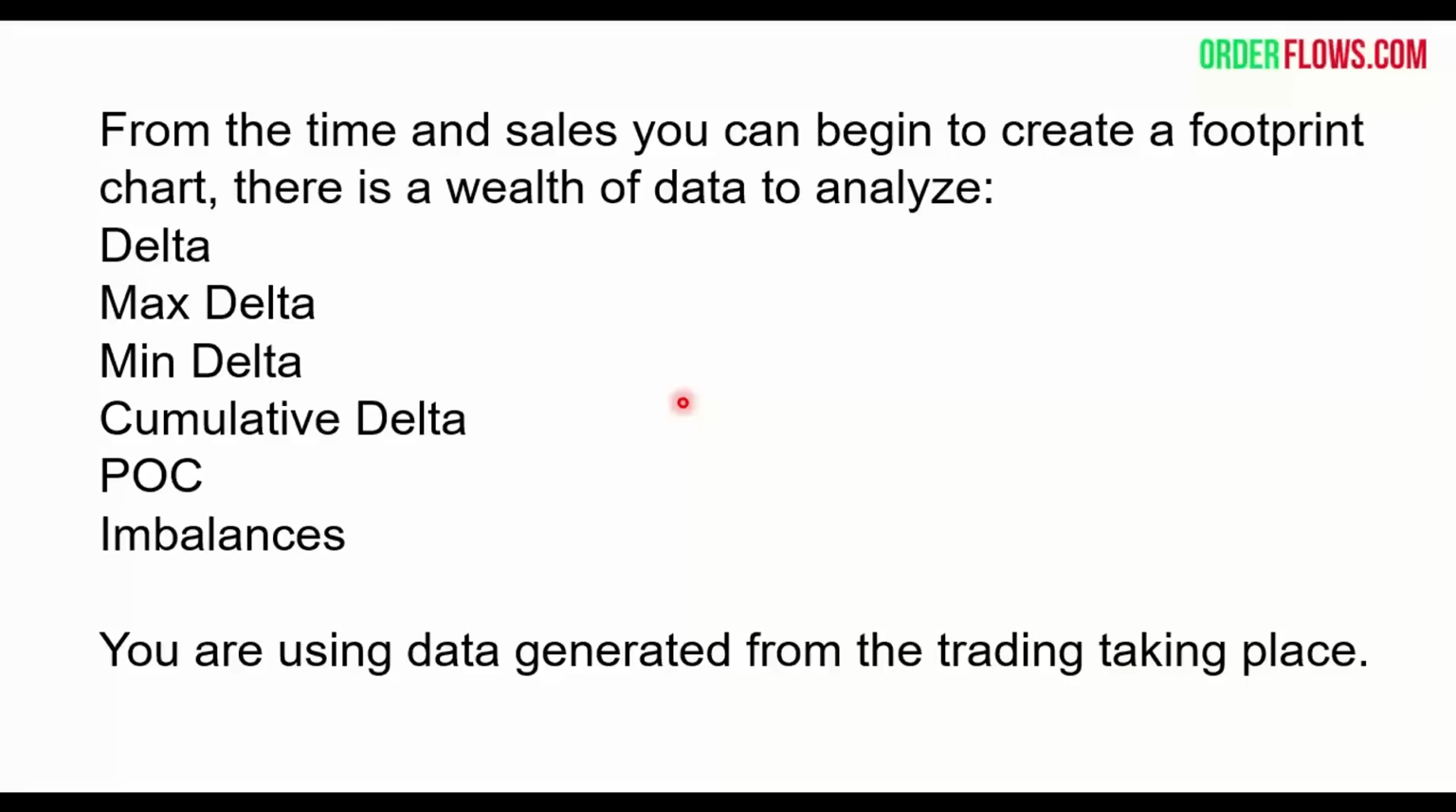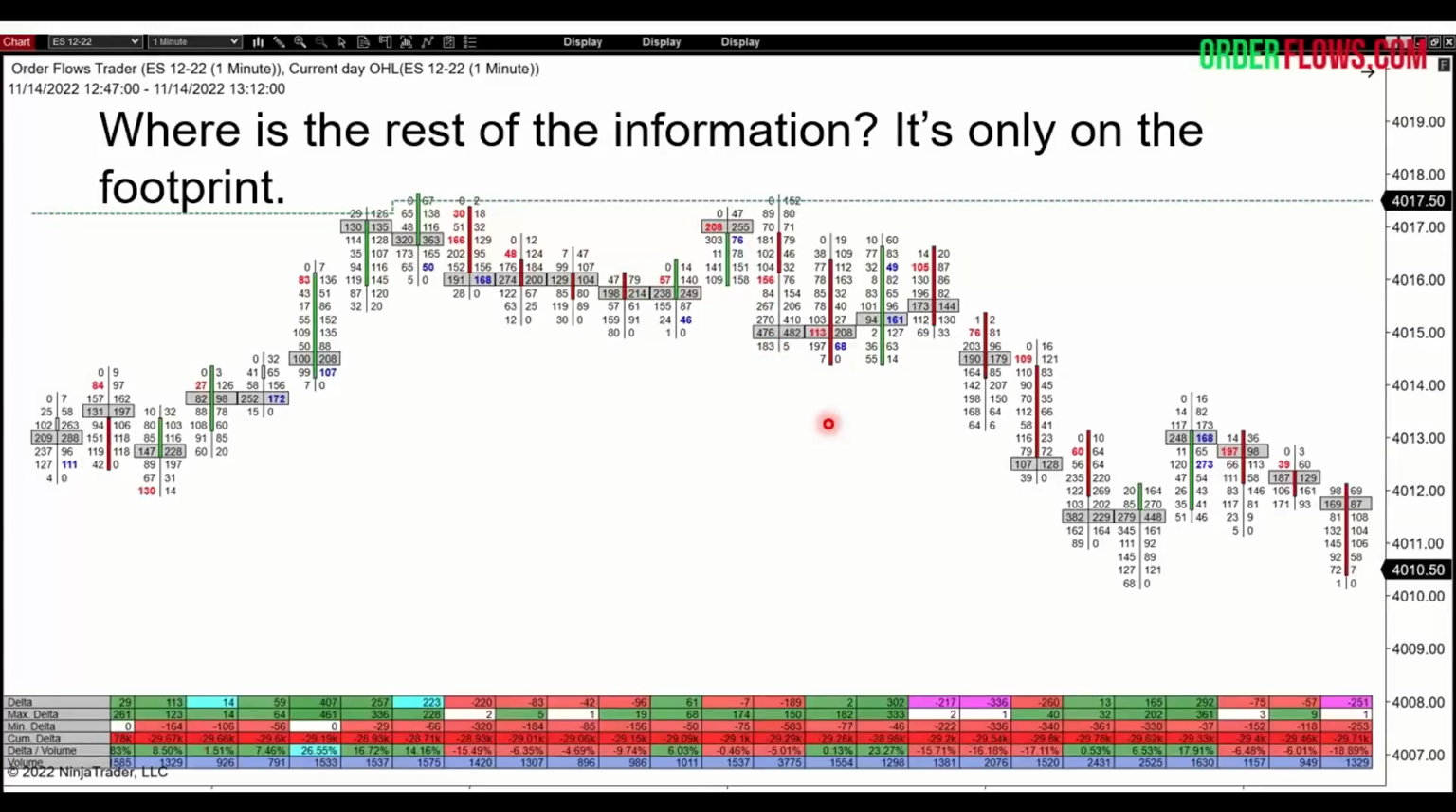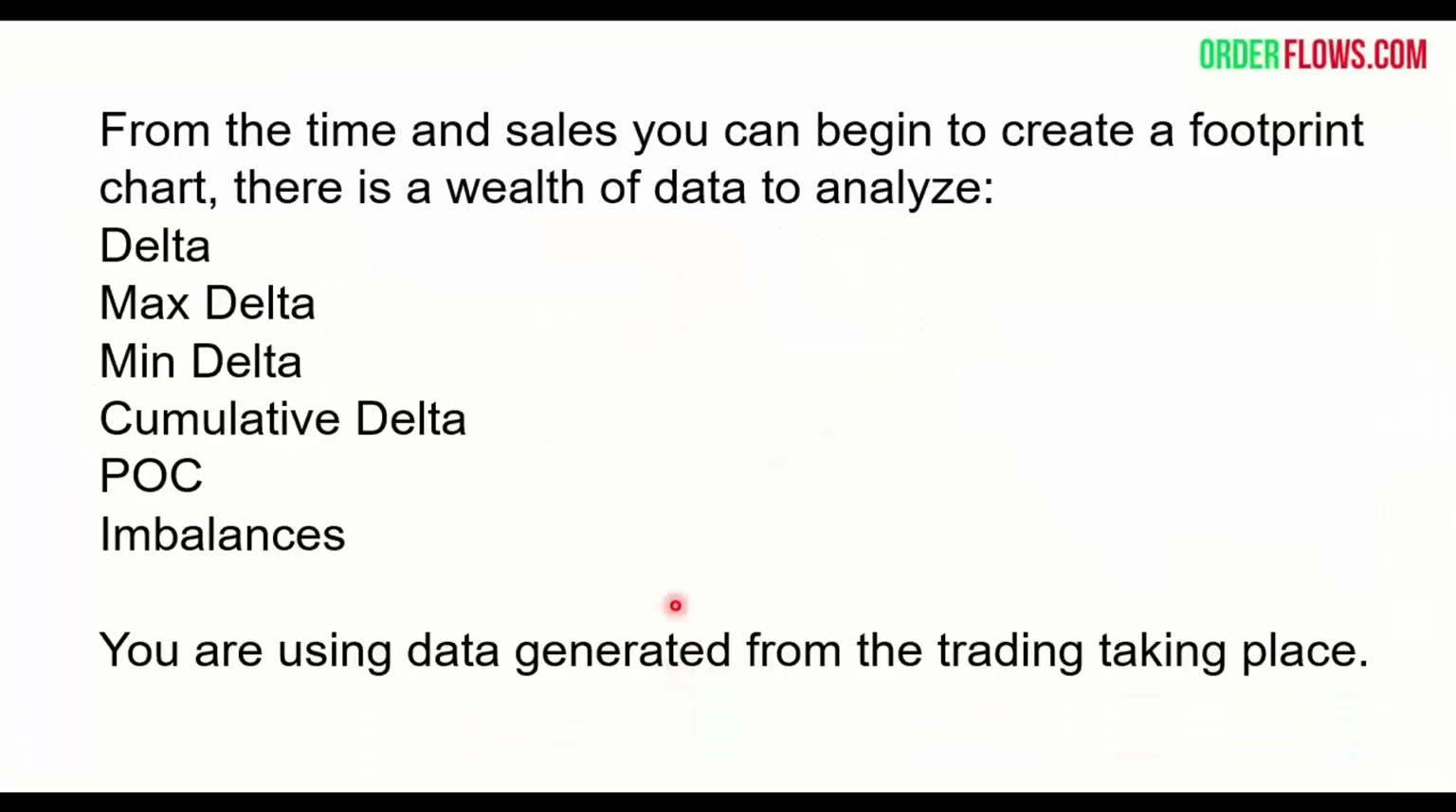So from that time in sales, I sort of just alluded to it. You begin to create the footprint chart. This is your footprint chart. And on there, you're going to have a lot of information. You're going to have delta, max delta, min delta, cumulative delta. Now, delta is the difference between aggressive buyers and aggressive sellers.